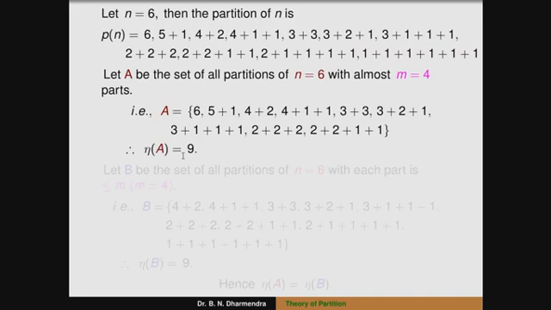Okay. Similarly, take the second statement: let B be the set of all partitions of n with each part less than or equal to m, here m is equal to 4.